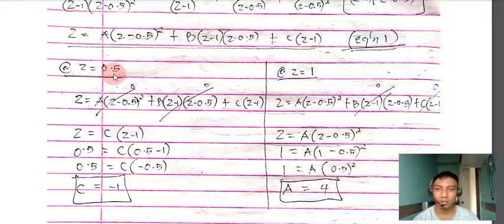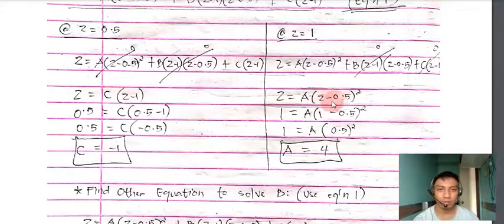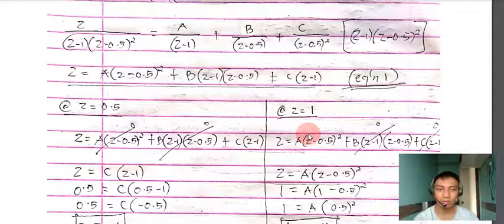So if we let z equals 0.5 and apply equation 1, the A terms cancel, then we're left with z equals C times (z minus 1). So substituting, we came up with the value of C which is equal to negative 1. Same goes by letting z equals 1, using equation 1, B cancels, C cancels, so we're left with z equals A multiplied by (z minus 0.5) squared. And substituting the value of z, which is equal to 1, we came up with A equal to 4. So we have nothing else to manipulate, but we are still missing B. Our goal now is to get B.